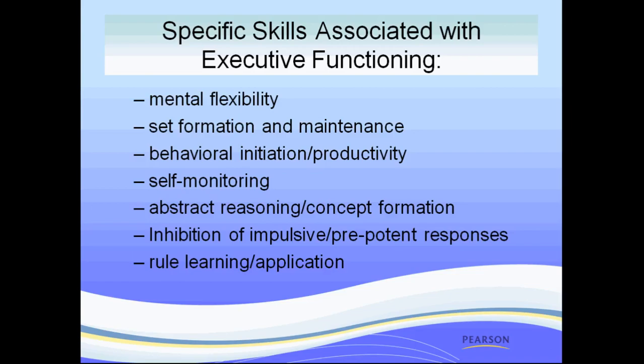Inhibition: impulsive or prepotent responses. A prepotent response is essentially something that comes to you automatically, that you're primed to respond a certain way in a certain situation. Can you inhibit that when it's appropriate to do so? Can you learn the rules of a task, either implicit or explicit rules, and apply those? That's really important because many of the rules, especially social rules that we live by, are not explicit. They're very implicit. If I can't pick those up or understand those, my behavior is going to seem out of sorts. It's not going to follow along with what it's supposed to be doing.